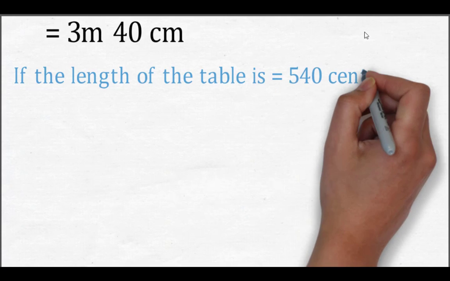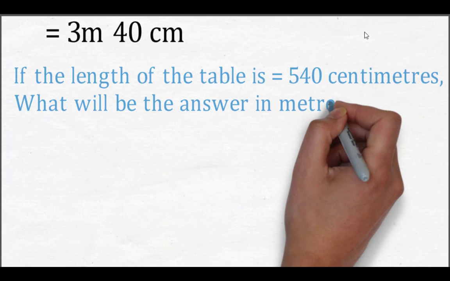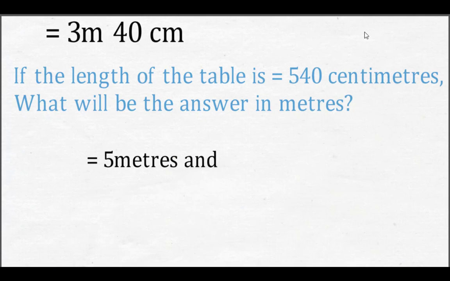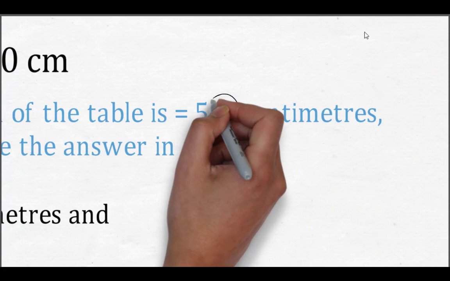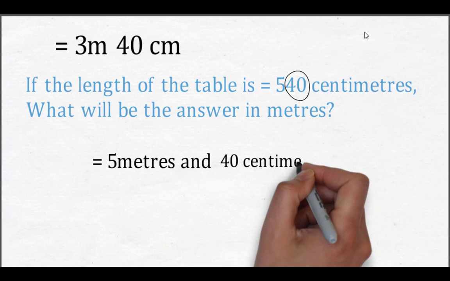Okay, now if the length of the table is 540 centimeters, what will be the answer in meters? Very easy, isn't it? It will be 5 meters and what? Is it 40 meters? No, it will be what? 40 centimeters, is it not? Yes, it will be 40 centimeters. 5 meters and 40 centimeters.